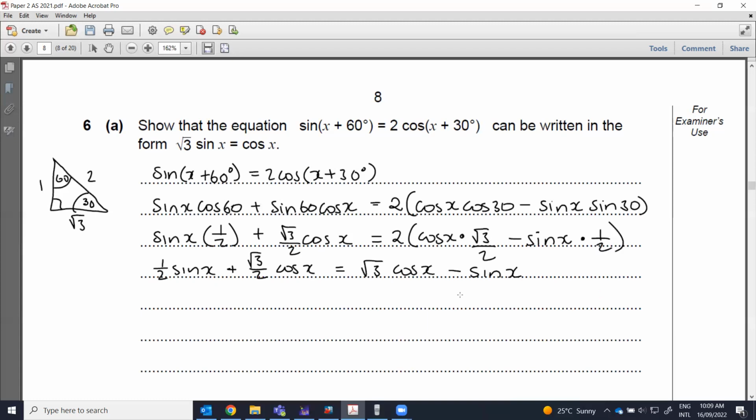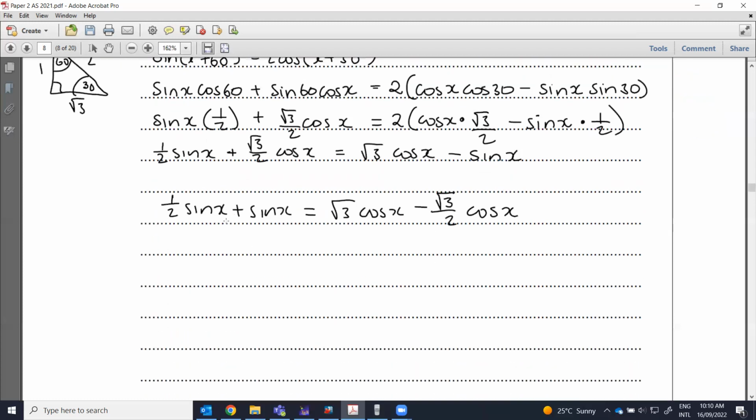sine x. Okay, and then we want to write it in this form where cos x is alone on the right and sine x is on the other side. So this sine x, you can take it to this side. So I have a half sine x plus sine x. And then on this side, I have square root of 3 cos x. So this one has not moved. Then I take this one to that side. I have minus the square root of 3 over 2 cos x.